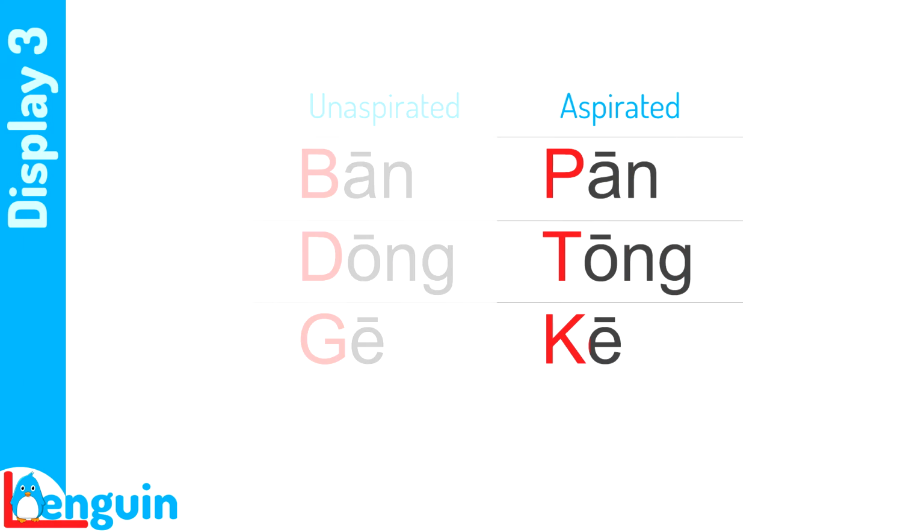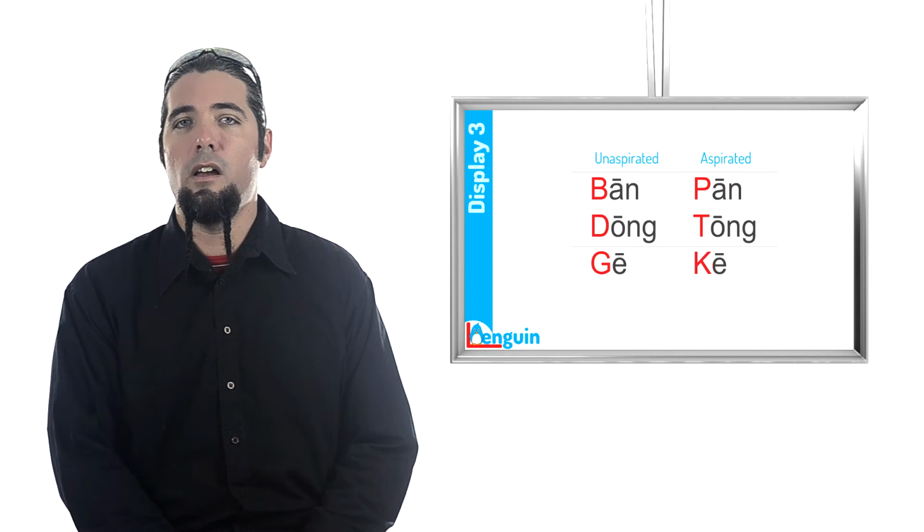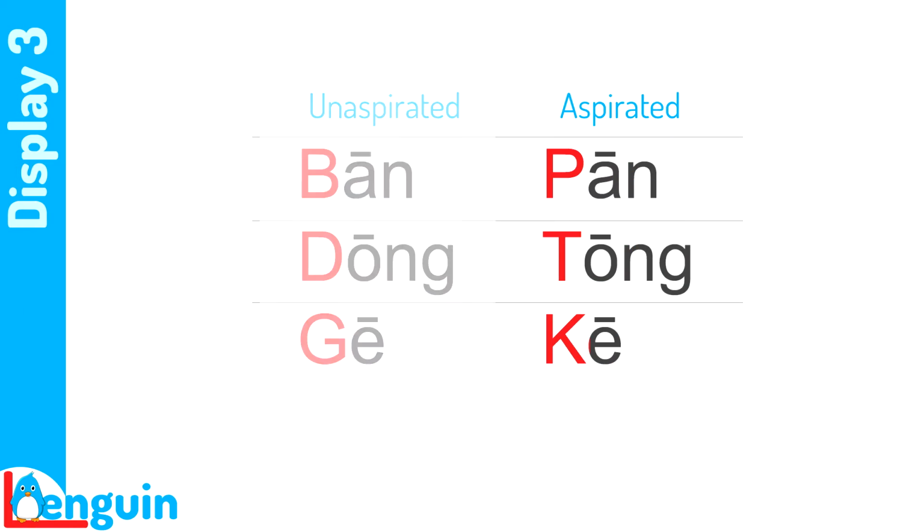Listen to the names in the right column. Pan, tong, ke. The initial consonant sounds are more explosive than their English equivalent. You might also say they're breathier. Try repeating after the speaker, making the puff of air after the consonant as strong as you can.